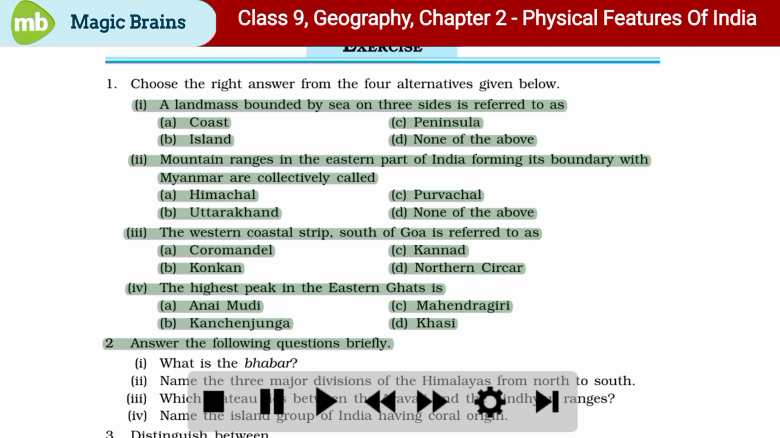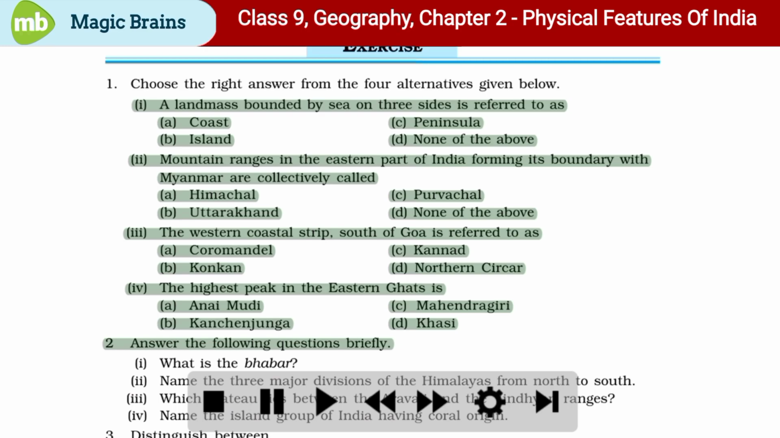3. The western coastal strip south of Goa is referred to as A. Coromandel, B. Konkan, C. Kannad, or D. Northern Circars. 4. The highest peak in the Eastern Ghats is A. Anaimudi, B. Kanchenjunga, C. Mahendragiri, or D. Khasi.